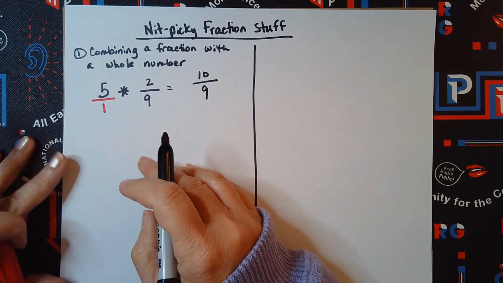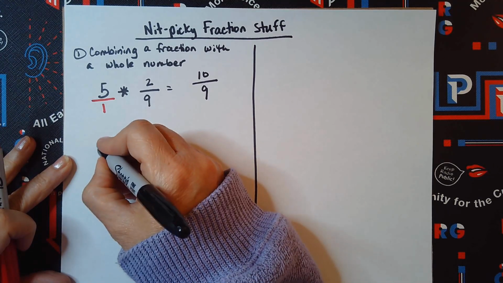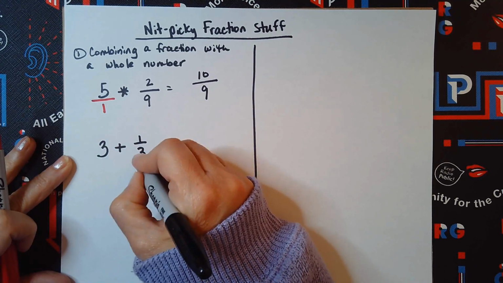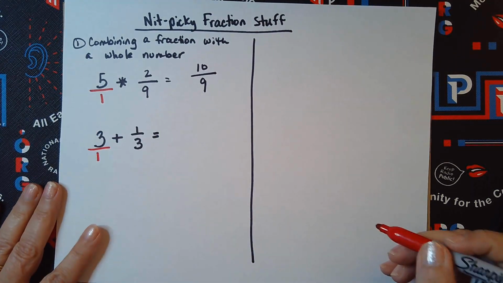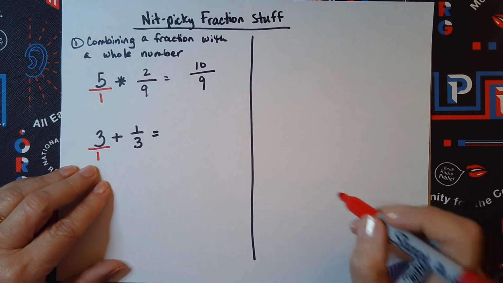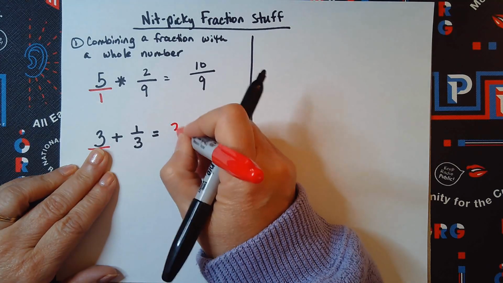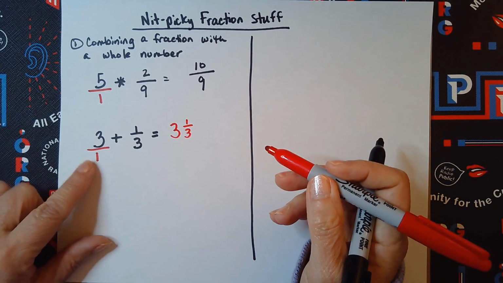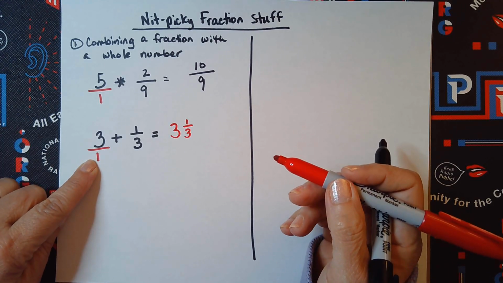You can do this also if you are adding fractions together. So if you were doing 3 plus 1/3, right? If you wanted to, you could turn that into a 3 over 1. Now, I would not recommend doing that in this problem because 3 plus 1/3 I know is just 3 and a third, right? But if we wanted to, we could turn this into a fraction.